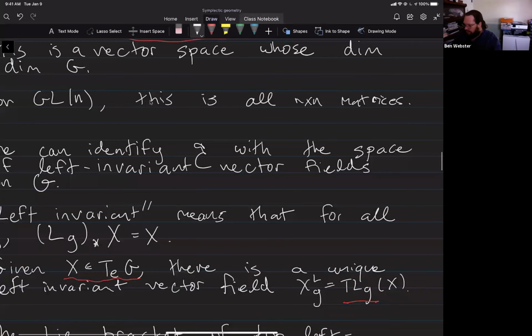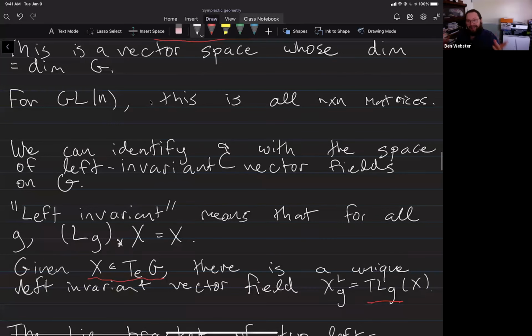And again, you'll note here, I again had to make an annoying breaking of symmetry. There's also a right invariant vector field corresponding to each element of the Lie algebra. And so some people will define the Lie algebra as the left invariant vector fields. Some people will define it as the right invariant vector fields. Some people will define it as the tangent space at the origin. And all of those things are in canonical bijection with each other.